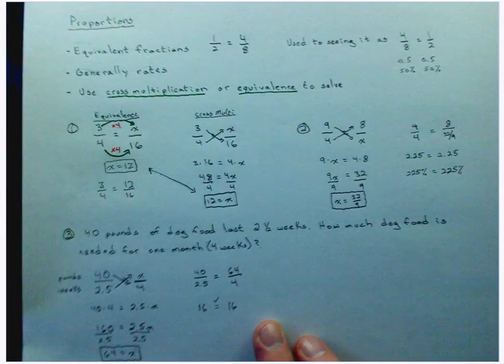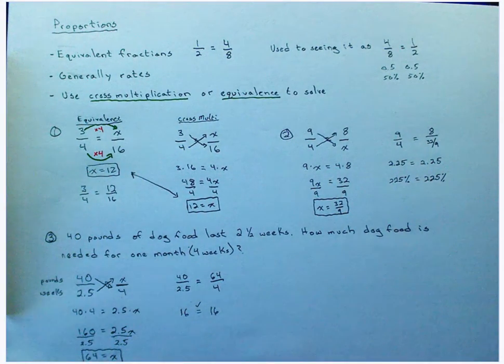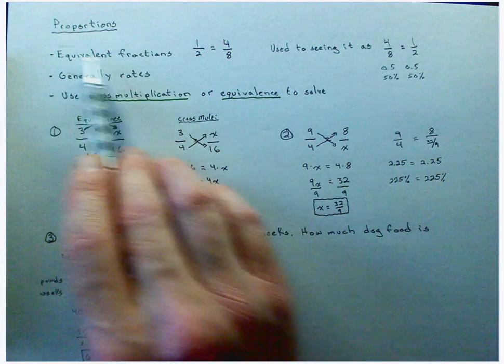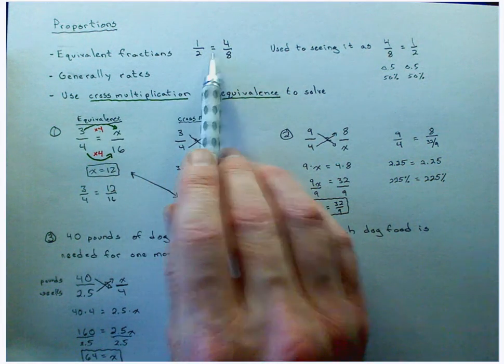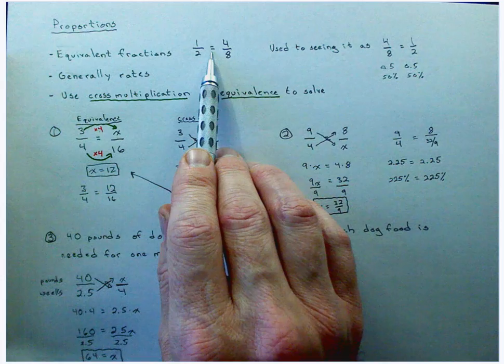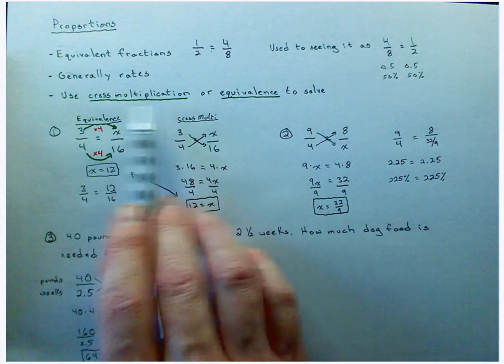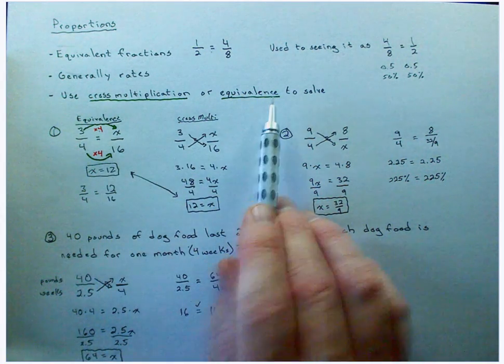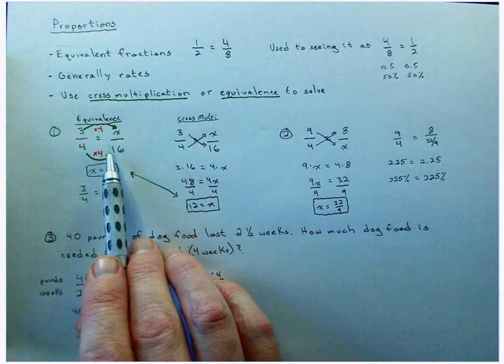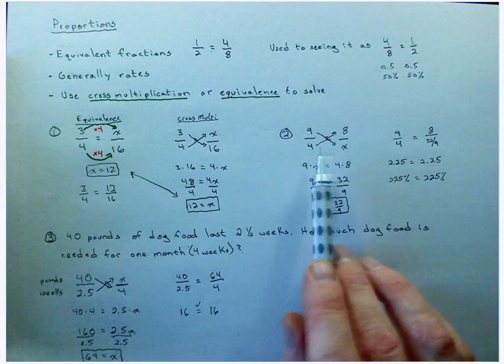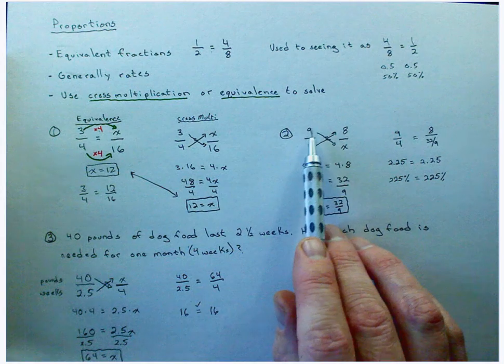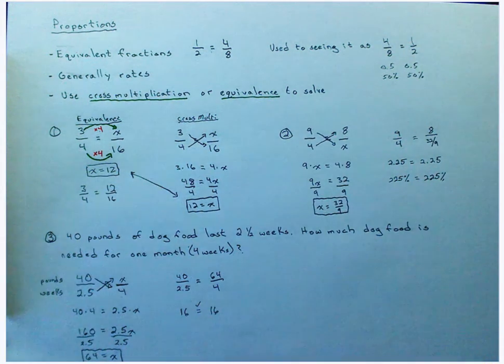So guys, that is your work on proportions. Remember, proportions are equivalent fractions, two fractions separated by an equal sign. And you can use cross multiplication or equivalence. Whenever you can see it, you can use equivalence. Whenever it is something in which you can't see, like how did I go from 9 to 8, you can't.